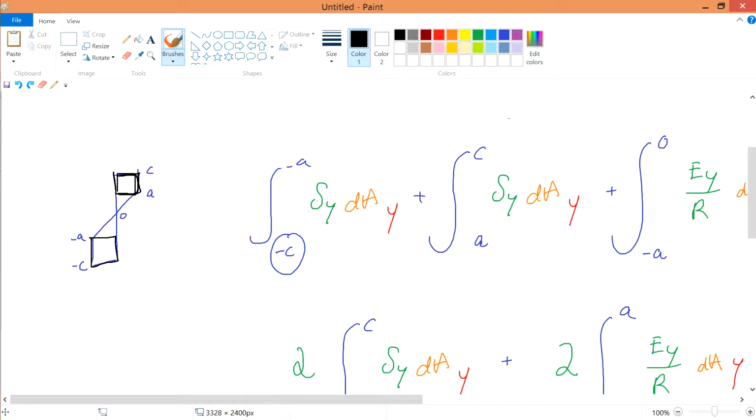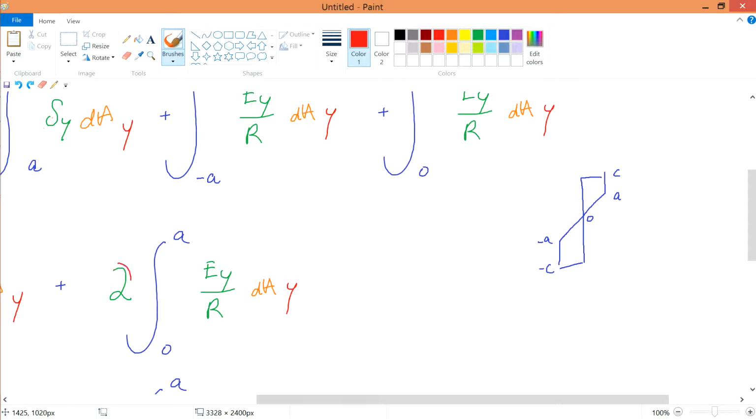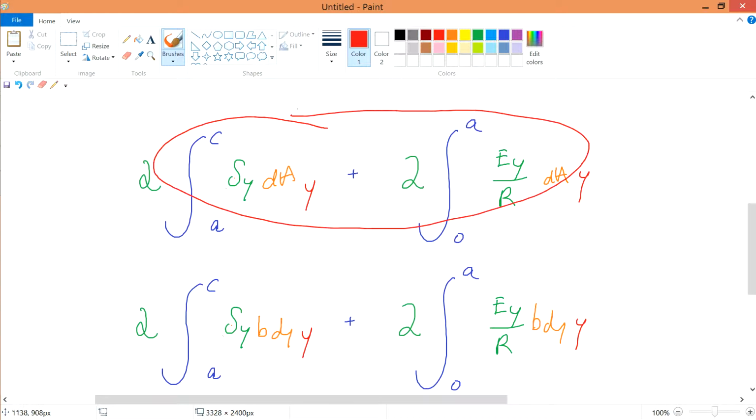Likewise for the linear part over here, you can also do the same. Instead of minus a to 0 and then 0 to a, I can actually write 2 times the integral from 0 to a, because this portion over here is exactly the same. So it's just simply that. Therefore, what I have is this equation over here now.